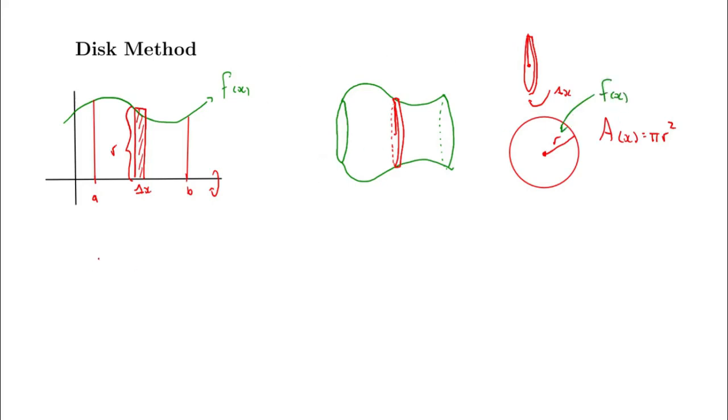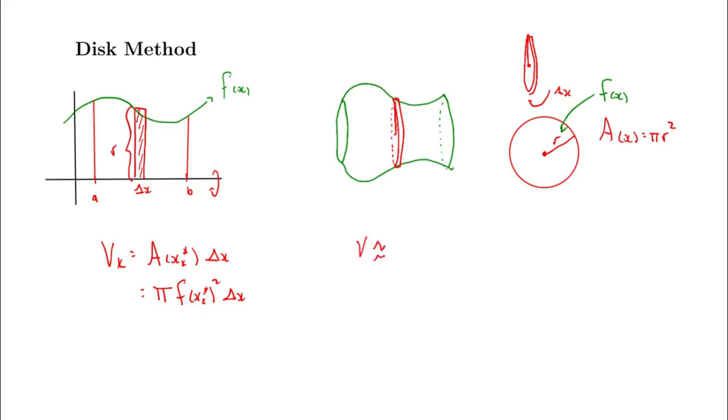Meaning the volume of the kth slice is going to be the area at x sub k star times delta x. The area, though, is going to be pi r squared. So this is going to be pi times f of x sub k star squared times delta x. There's our pi r squared for the area of our circle times the thickness.